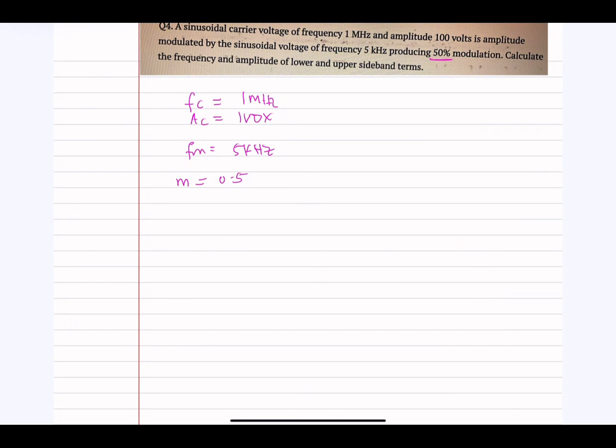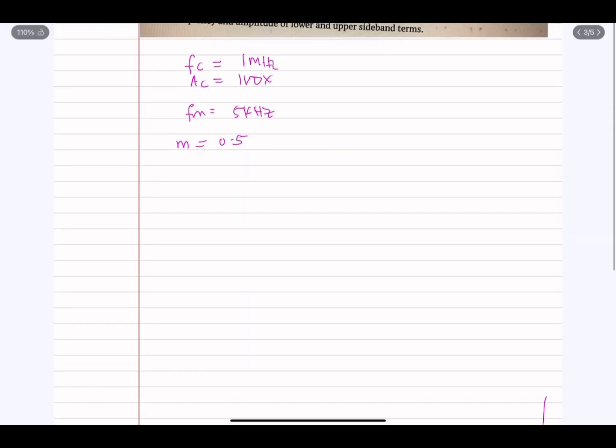Now they said we should calculate the frequency and the amplitude of the lower and the upper sidebands. So as I'm saying, the FC, which is the frequency of the carrier, is equal to 1 megahertz or 1000 kilohertz. The frequency of the message signal is also 5 kilohertz, and then the amplitude of the carrier is 100 volts. Now let's go ahead and calculate whatever we have been asked to. So if we are to calculate the frequency and the amplitude of the lower and the upper sideband, this is what we are going to do.